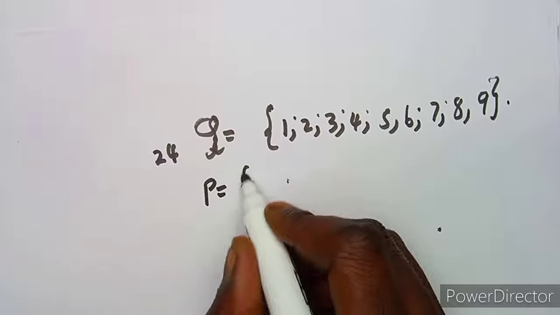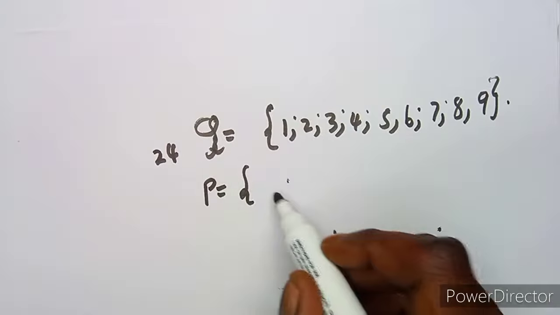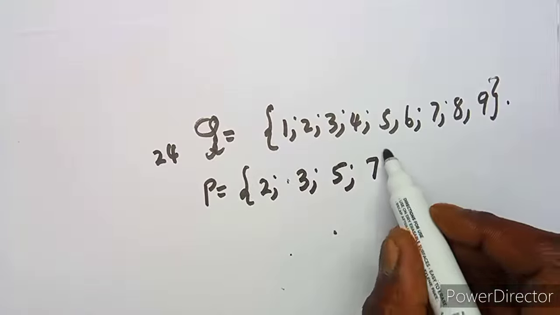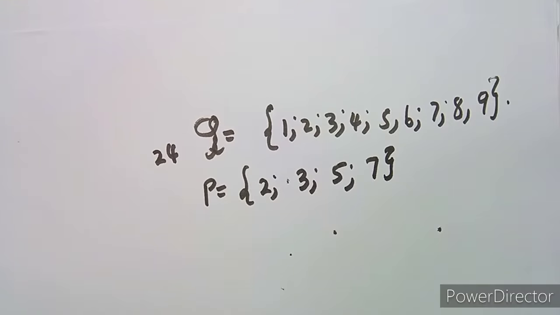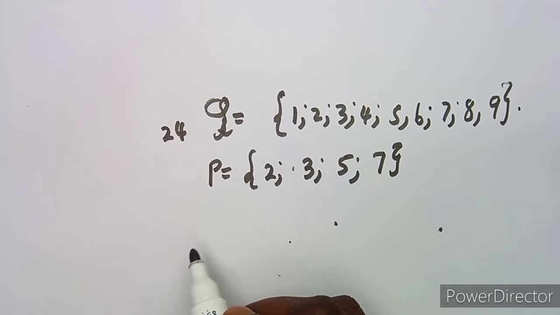So P is a set of prime numbers. So let's just list our set P, prime numbers, which are exactly divisible by 1 and itself. You're talking of 2, 3, 5, and 7, which are exactly divisible by 1 and itself. So you list the numbers from this set that you're given. This is your universal set, which is the mother set of all the sets.